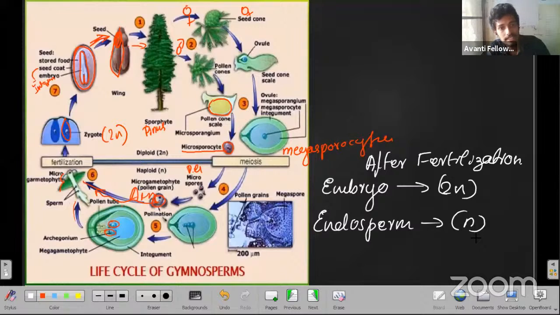Then aren't the seeds only monocotyledons? No, there is no cotyledon actually. So there is no cotyledon, that's what I'm telling you. Cotyledons are only present in angiosperms. Gymnosperms have the embryo only.